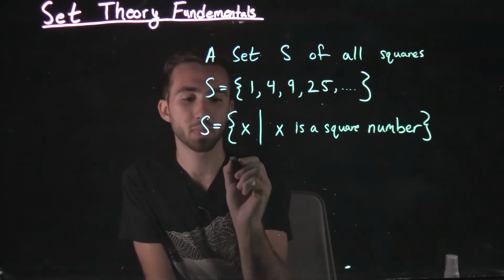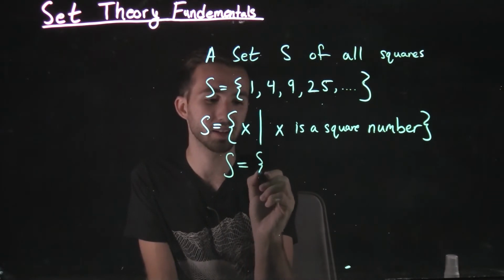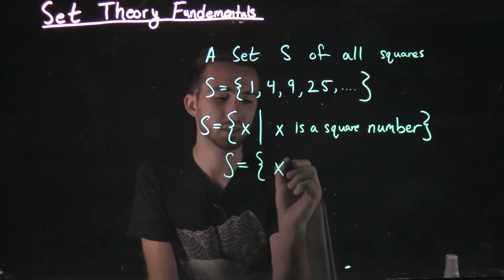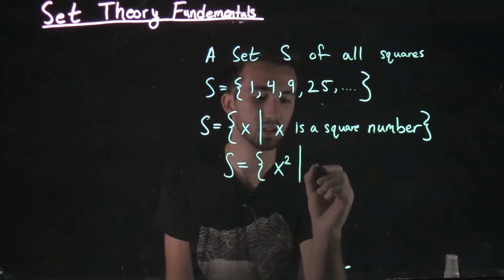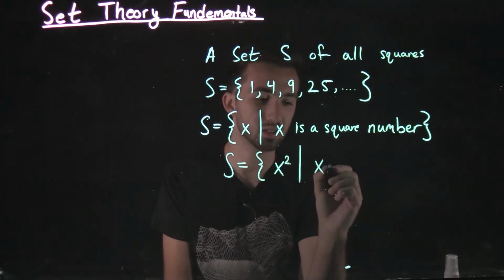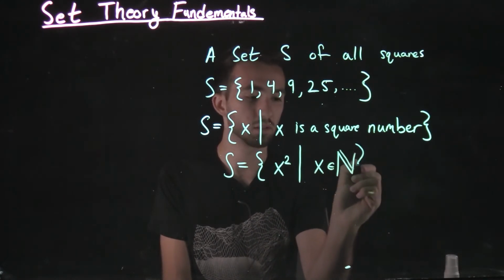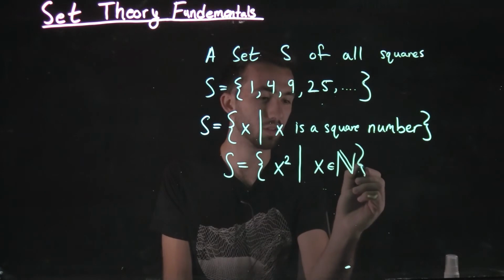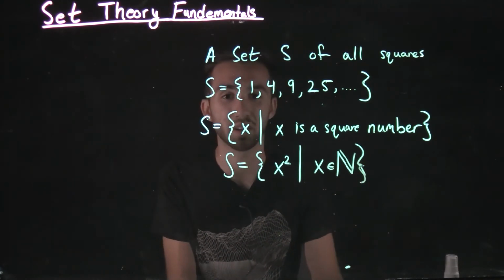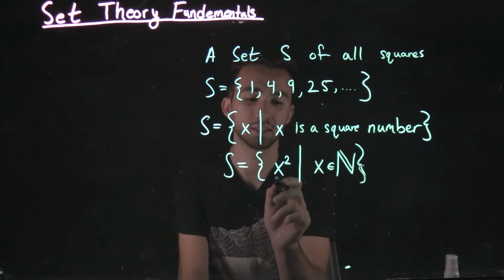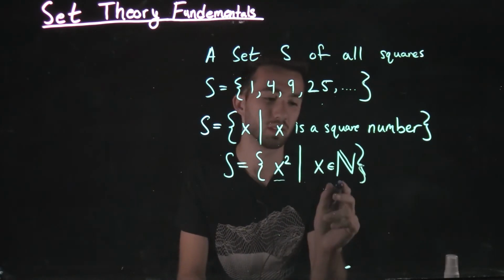Let's say S is a set of x squared such that x is a natural number. I think that was an awful curly brace. Oh, I can't really save that. Okay, good enough. Now what we do is we have elements squared such that it's in the natural numbers.